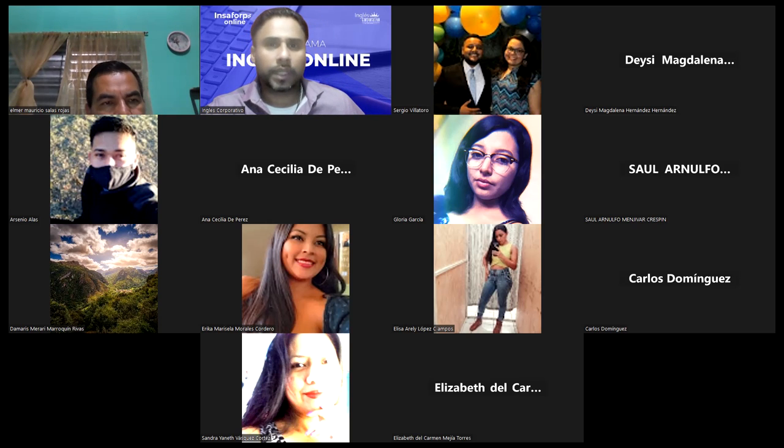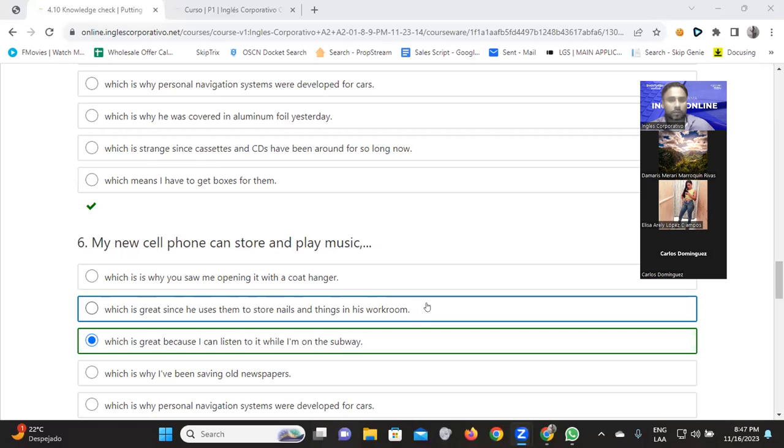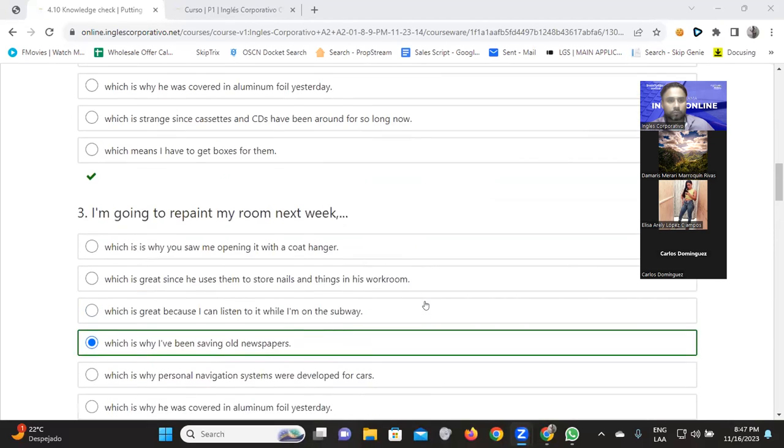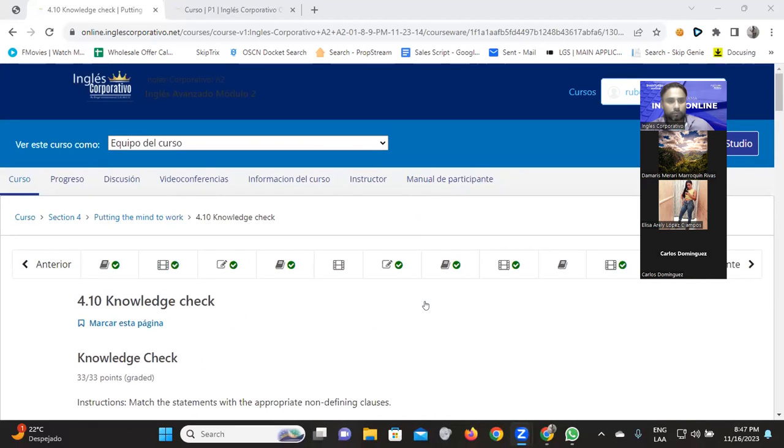Can you hear me? Yes. The platform. I don't work the platform exercise this quad 4.2.